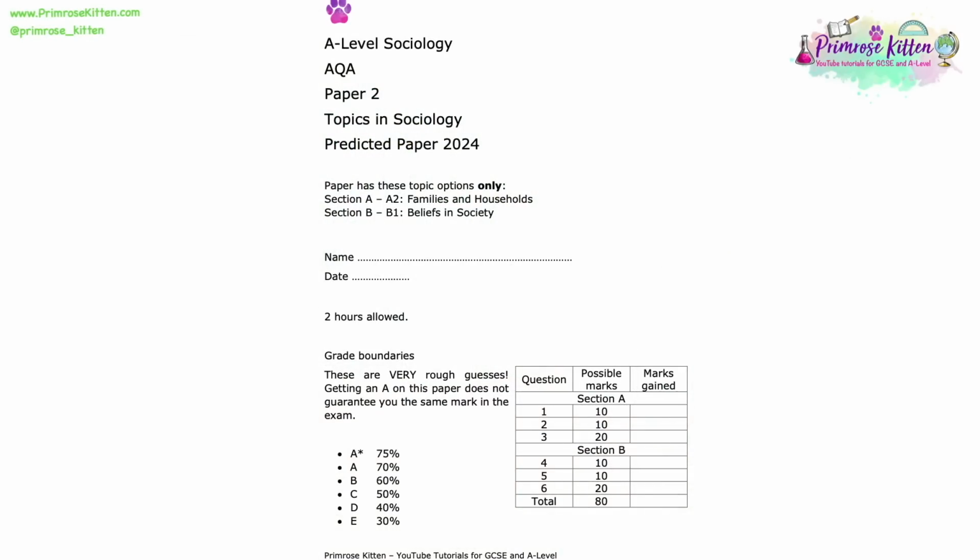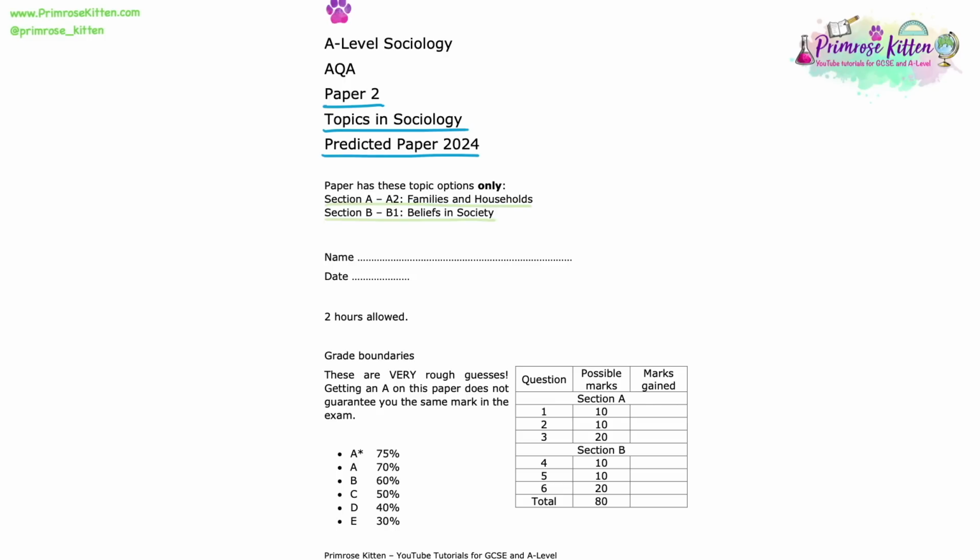Welcome to the AQA A-Level Sociology Paper 2 Topics in Sociology predicted paper for 2024. We will be looking at two options in this paper. Section A will cover A2, families and households. Section B will cover B1, beliefs in society. Just a few reminders before we get going looking at these predicted questions, mark schemes and model answers.